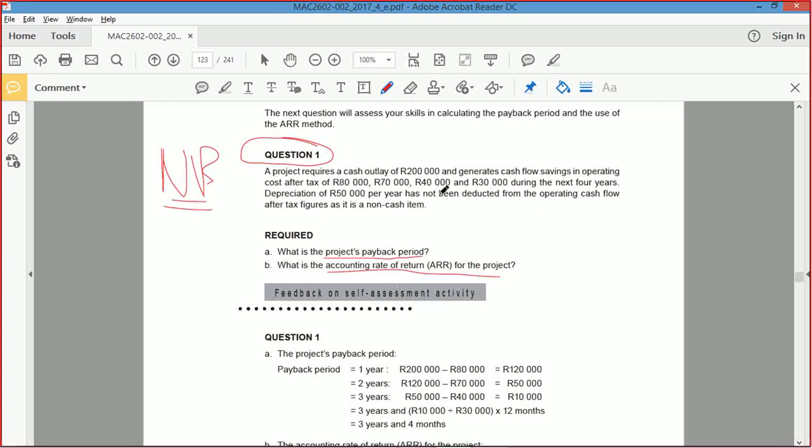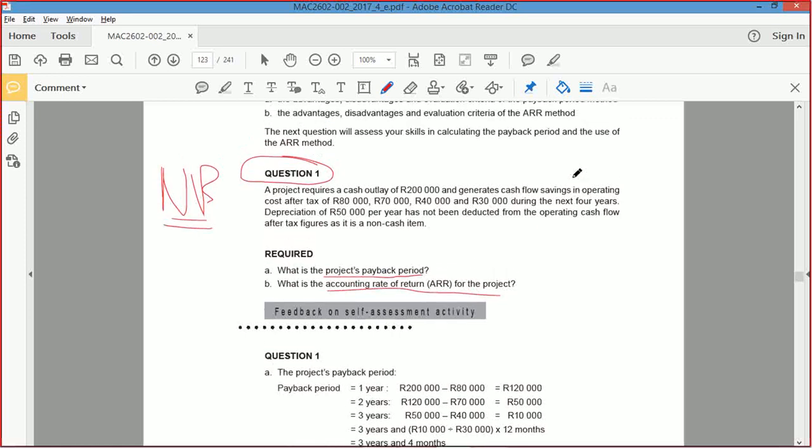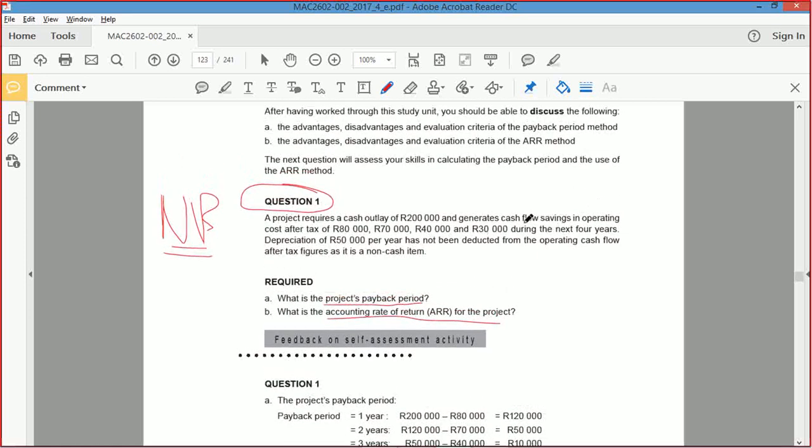Let's just read this again. It generates cash savings in operating cost after tax. So it's a saving of the cash from the operating cost. So that's the savings. Yeah, no, you wouldn't have to. Okay, it's the savings.